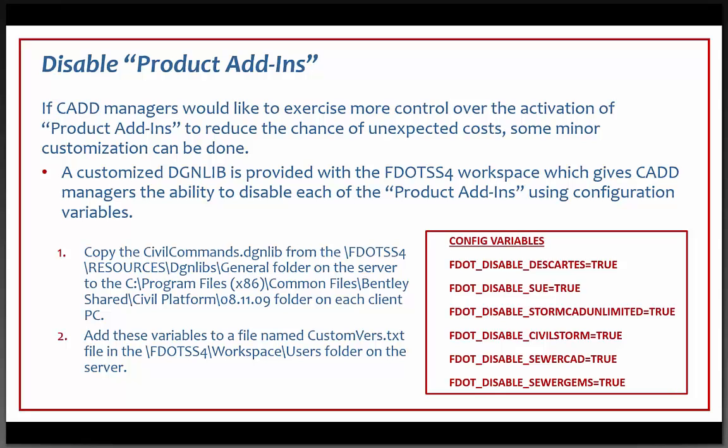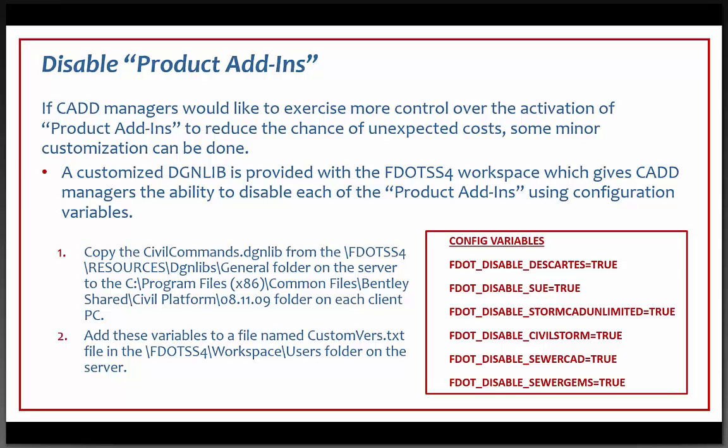And what I did is for each one of those product add-ins that would allow you to do that, I added some conditional statements to it that would disable them if this related configuration variable was true. So if FDOT disable Descartes is equal to true, then Descartes is going to be disabled. And this allows me to do a couple of things. I can put these configuration variables in a custom vars.txt file on the server and basically disable every client's ability to enable Descartes or SUE or any one of these products.